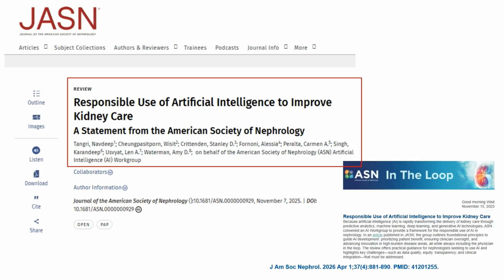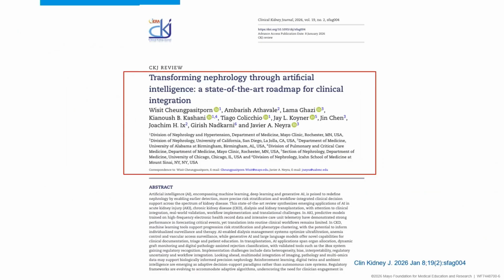My talk and these slides, the references are from the ASN AI statement that we just published this year from the ASN Steering Committee, and also from a multi-collaborative team that published the roadmap for clinical integration of AI in kidney care.